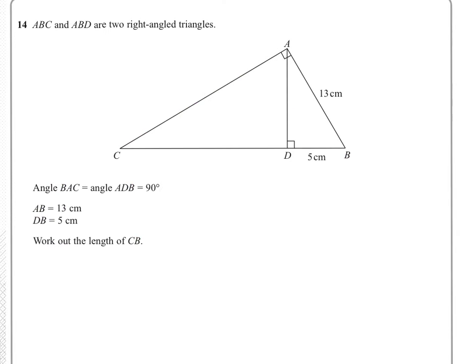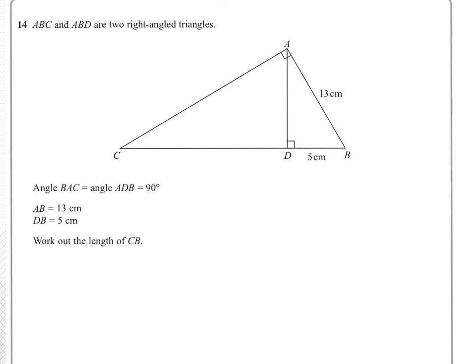Question 14. ABC and ABD are two right-angled triangles. We're given some information here and we're asked to work out the length of CB, which is from here right the way through to there. Now, one thing that comes to mind is that there's two right-angled triangles and they seem to share a common length and some common angles.